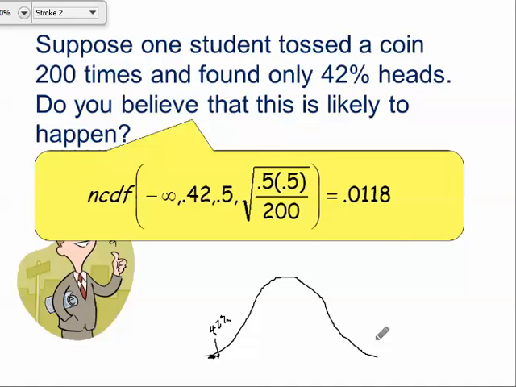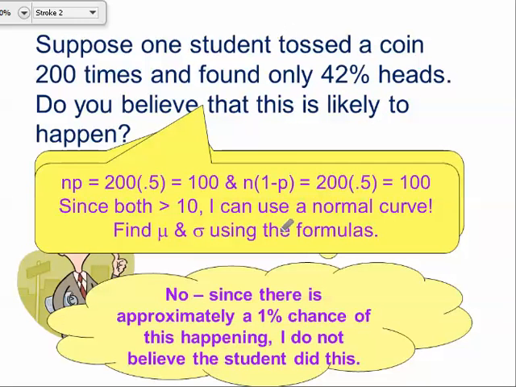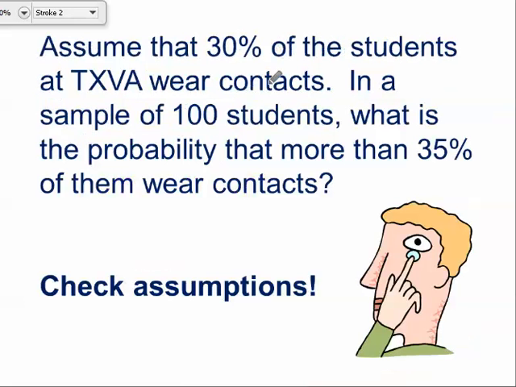So here's the question. That's 1% of the population. Do you believe that this is likely to happen 1% of the time? Basically, you'd say no, since there's only a 1% chance of this happening. You don't believe this actually did happen. That would be kind of unusual for it to be really that low. That's where we're coming from.